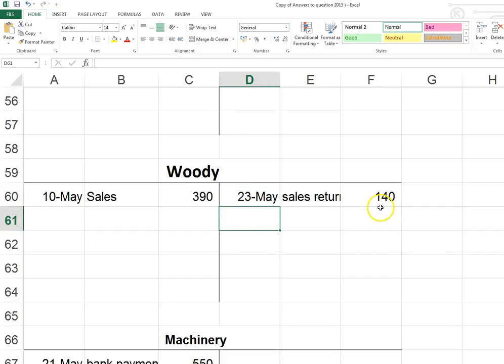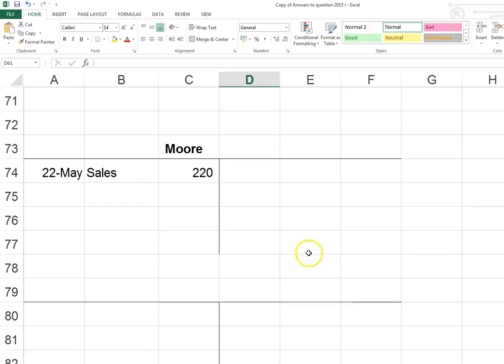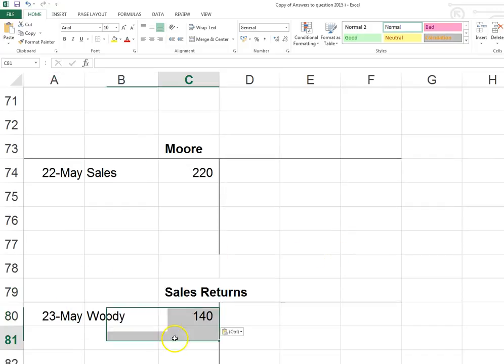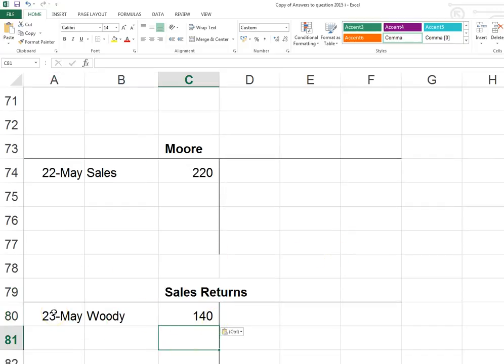Okay, so there's Woody credited 140, and that ends up reducing what he owes because he's returned goods, so that makes sense. And we come down, open up a sales returns account, and we debit it with 140, and we just show that it was returned by Woody. That's the description.